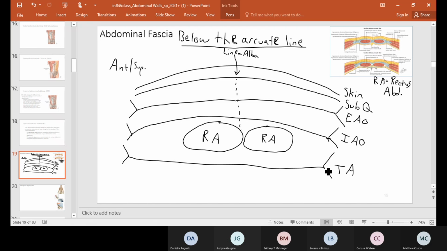Who's going 1? Who's going 2? Who's going 17? Really? Who's going 1.5? Okay, what makes it a half? Because the entire layer of fascia isn't superficial to rectus abdominis. Half of it's going superficial, half of it's going deep. Make sense? So it's a little thinner layer of fascia.